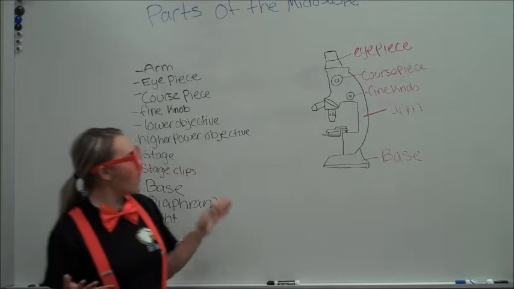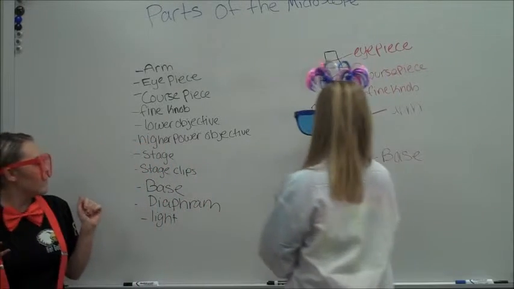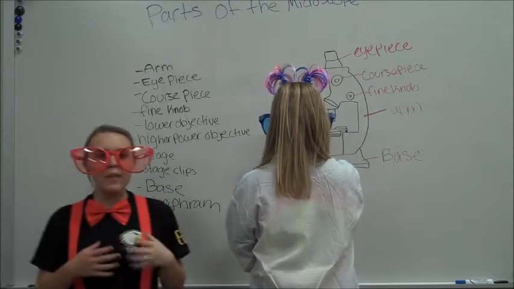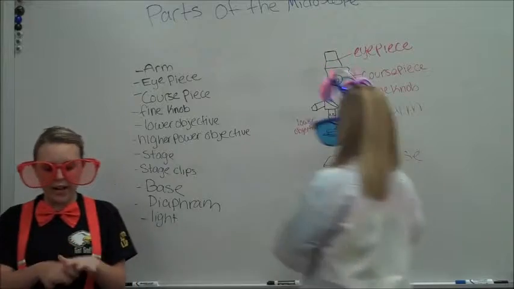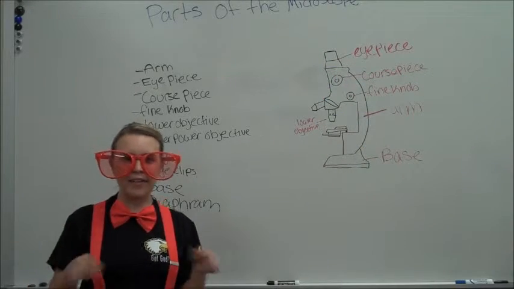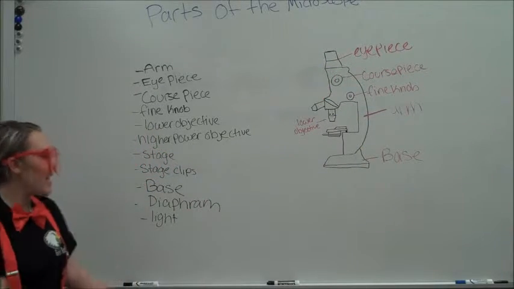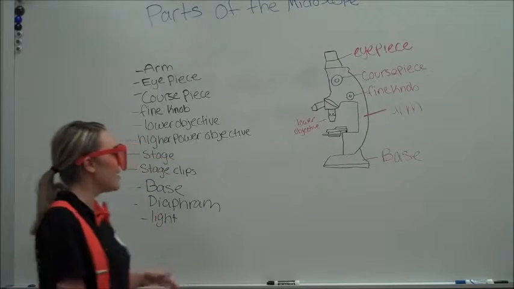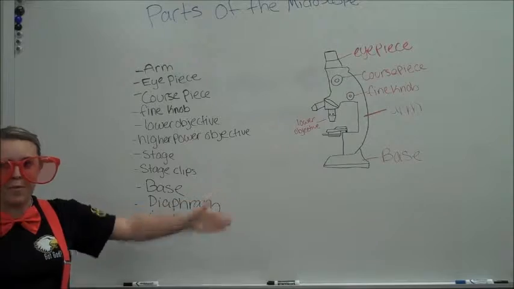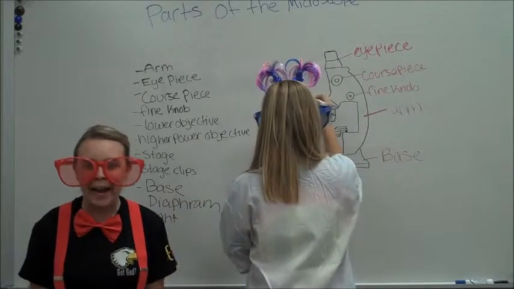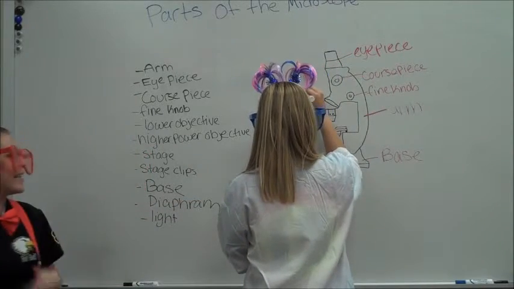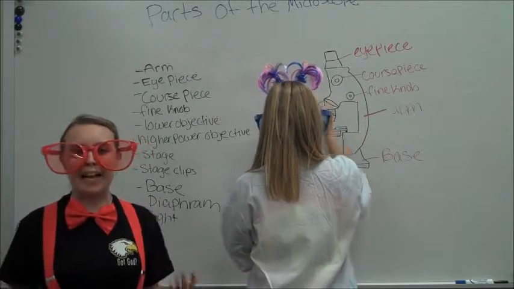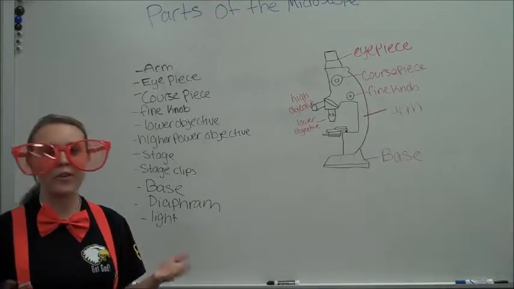Now you've got the lower objective. The lower objective is for whenever you're just trying to look at the outside, not really get in depth; it shows less magnified. And then the higher objective has more magnification. You can see a lot more with this one, and you see a lot more detail of the organism or whatever you're looking at.